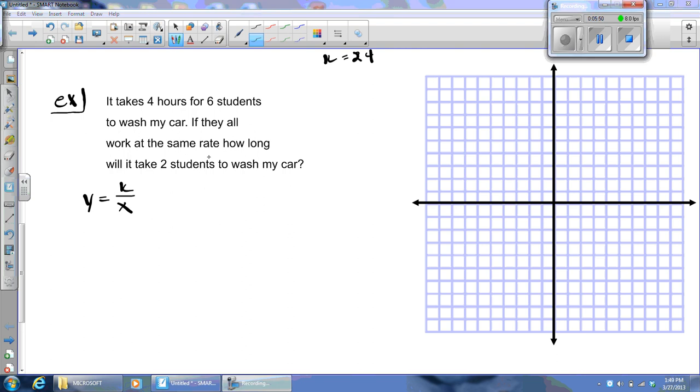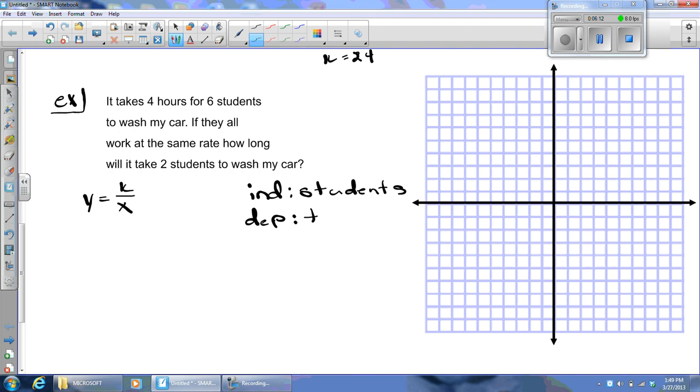Let's write this down. Our independent variable is our students. I'm just going to put IND. So that is our students. And our dependent is the time. Our independent variable is our x, and our dependent variable is our y. Okay, you guys should write this down because this can get confusing.